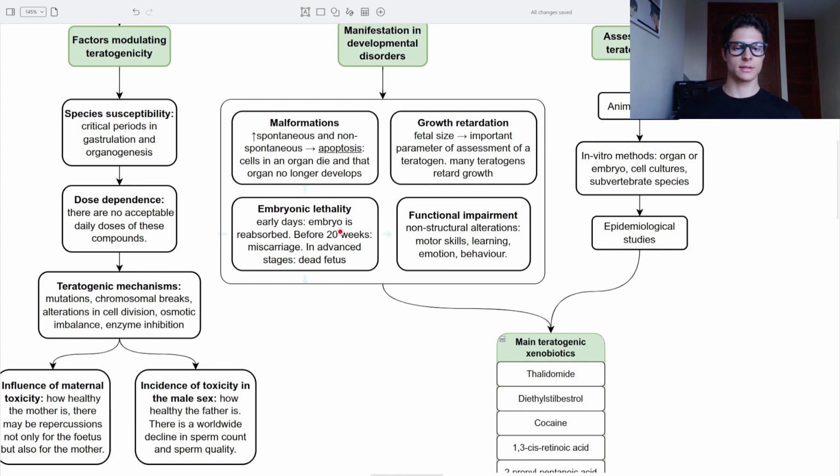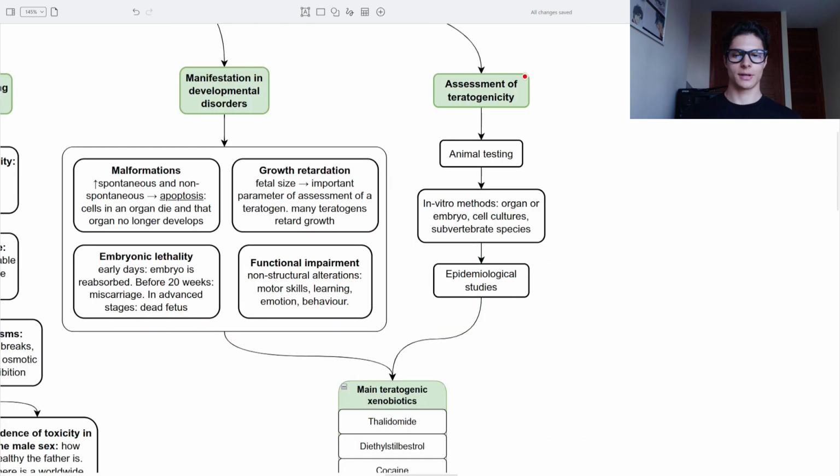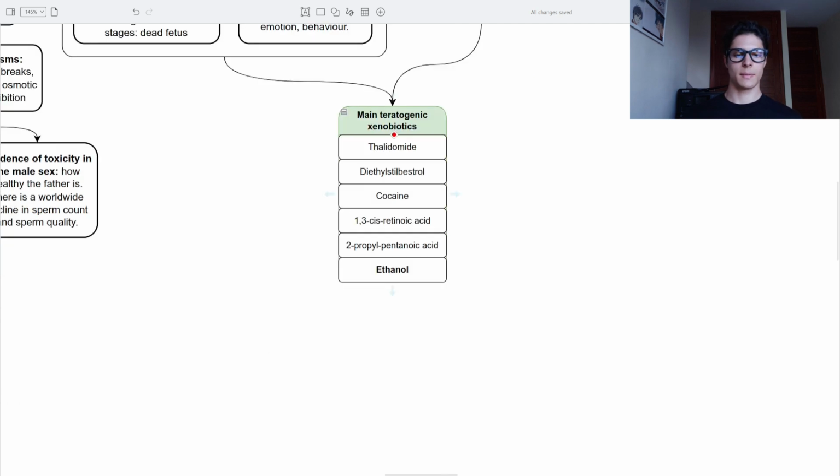Embryonic lethality: in the early days, the embryo is reabsorbed, so nothing really happens. Before 20 weeks, there is a miscarriage, and in advanced stages, there is a dead fetus. Functional impairment: non-structural alterations, such as motor skills, learning, emotion, and behavior. As we said, also a lower IQ, possibly. Assessment of teratogenicity: we have 3 methods here, animal testing, in vitro methods using organs or embryos, cell cultures, or subvertebrate species, and epidemiological studies that can be done in humans as well. The main teratogenic xenobiotics include cocaine and ethanol, yes, alcohol.